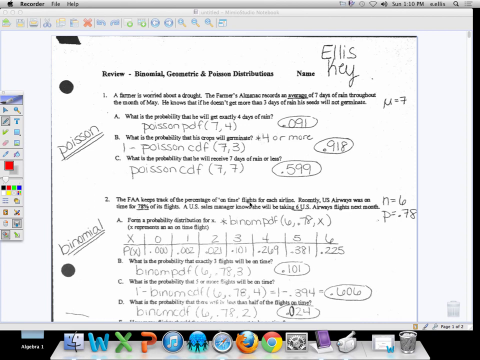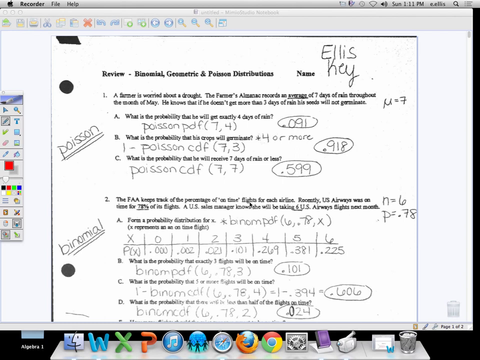Here is the key to the binomial, geometric, and Poisson worksheet. This is kind of how your test is going to be. They're not going to tell you what type of distribution it is. You have to figure that out on your own, and then obviously complete the actual math.